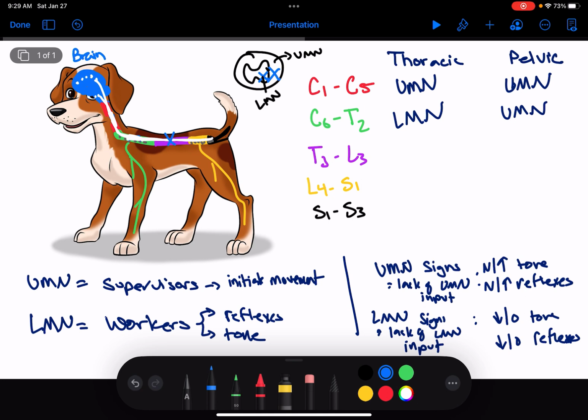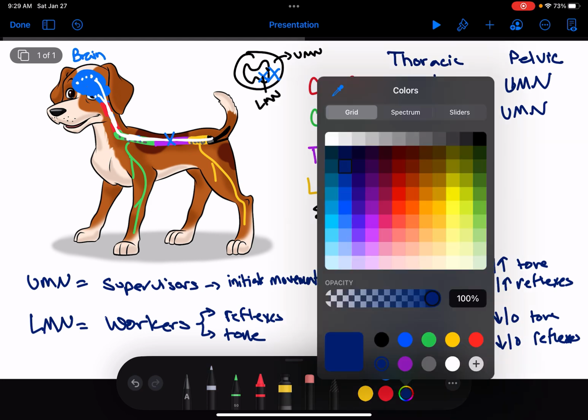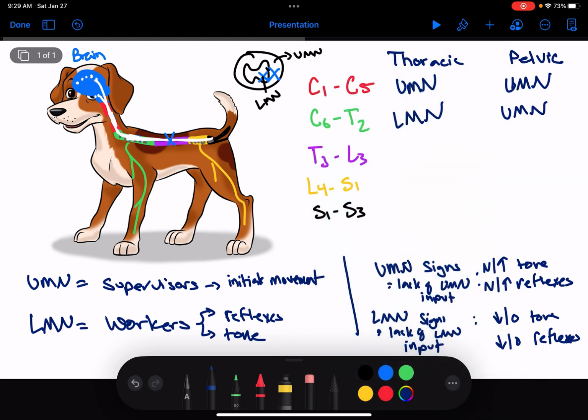Well, without someone guiding them and telling them, hey, don't make a surplus, they're going to say, oh, I need to make tone and reflexes because that's what I know how to do. And so that's exactly what they do. And so we will get upper motor neuron signs, which is normal to increased tone or normal to increased reflexes in our pelvic limbs, because that's exactly what those lower motor neurons know how to do when no one is telling them what to do. So again, upper motor neuron signs.